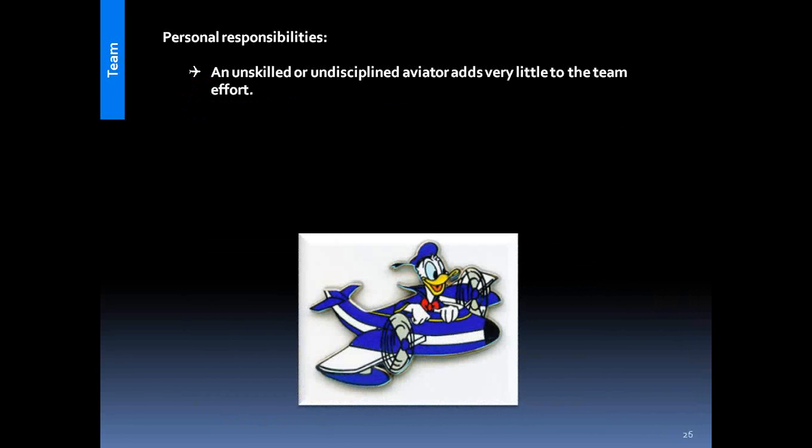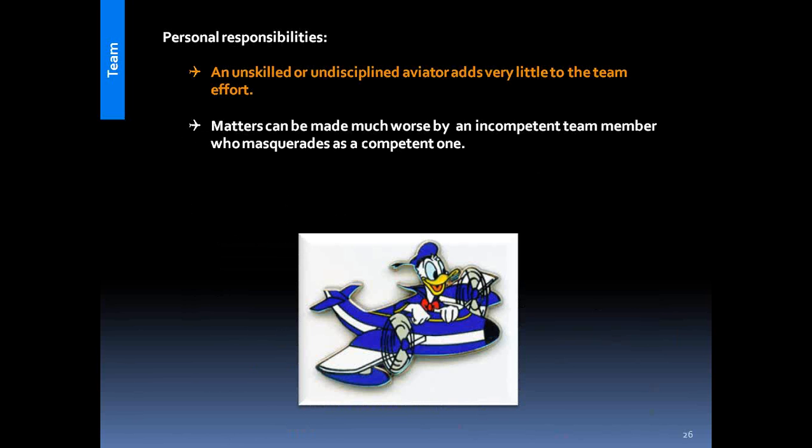An unskilled or undisciplined aviator adds very little to the team effort. So you can't just say you're part of a team. You've got to actually be part of a team and qualify. You've got to be skilled and you've got to be disciplined. Matters can be made much worse by an incompetent team member who masquerades as a competent one.